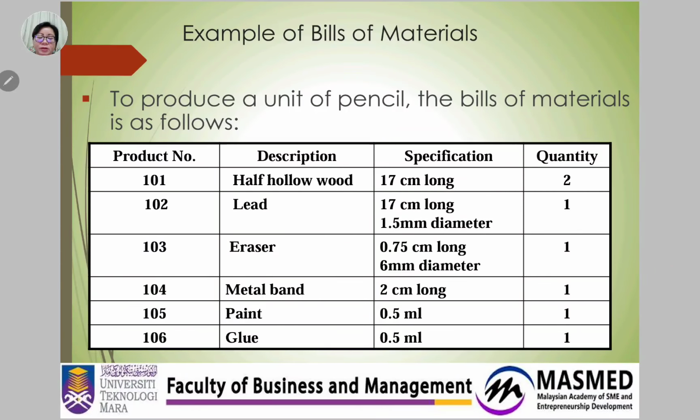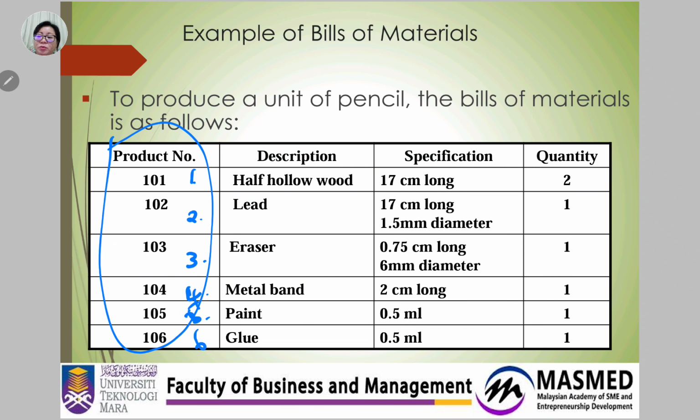This is an example of bills of materials to produce a unit of pencil. For a unit of pencil, you can identify by the product number, if it has a product number. If it doesn't, it's okay, you put a description. You can just put item 1, item 2, item 3, item 4, item 5, item 6.